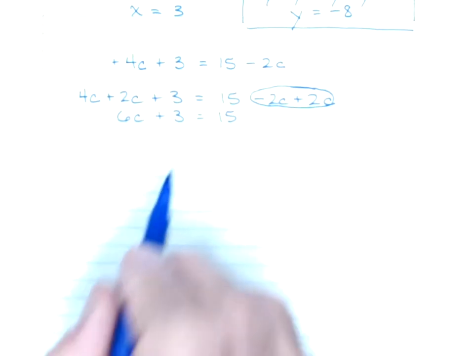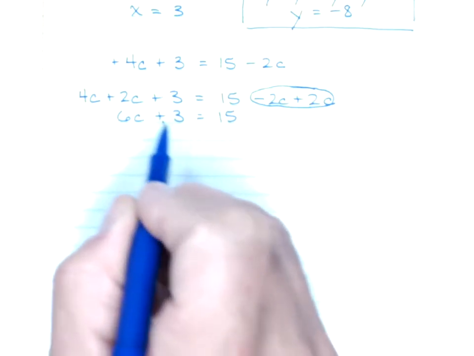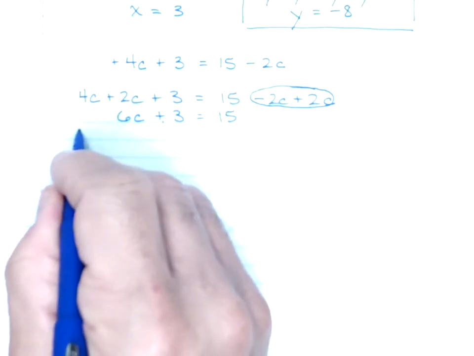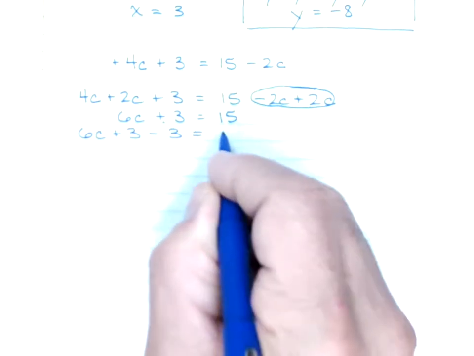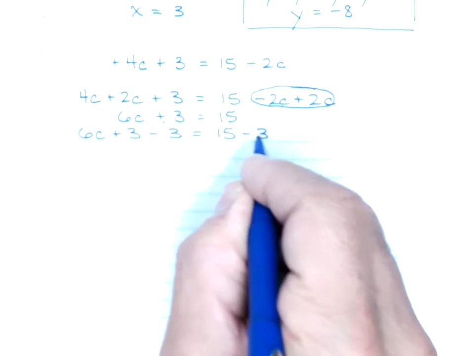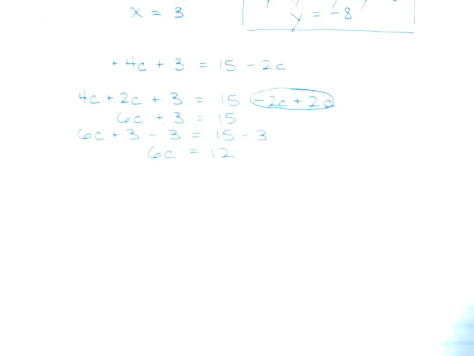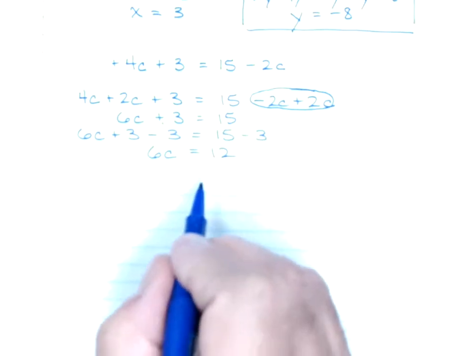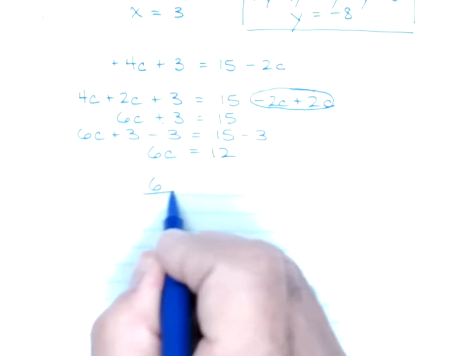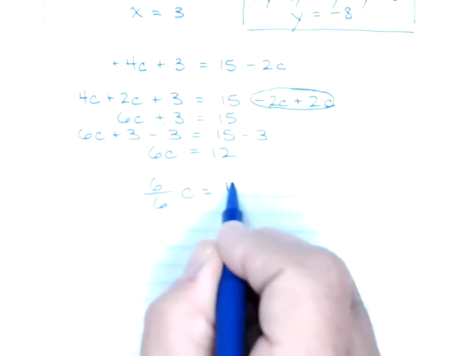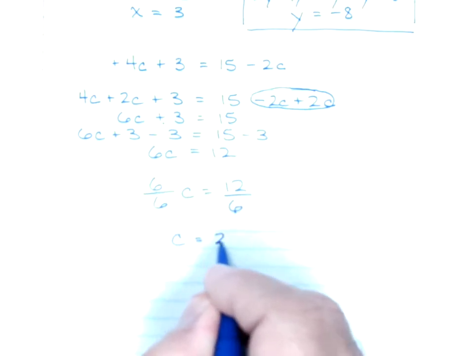I'm still not done because now I need to group this constant with this constant. So the inverse of 3 is negative 3. And so now 6c is 12. This is where it tends to get real basic because 6c is multiplication, so what we're going to do is divide by 6. And we're going to divide both sides by 6. And c is 2.